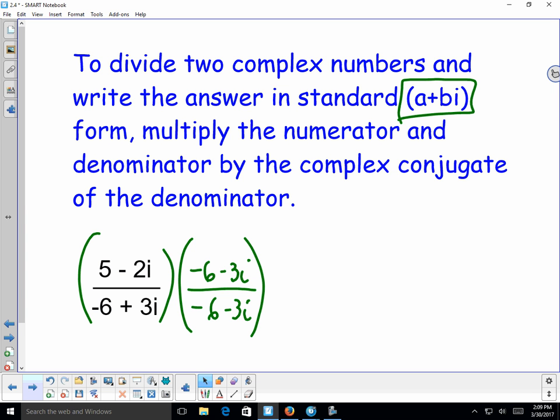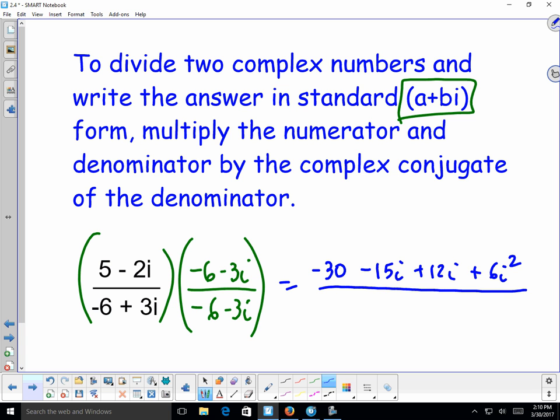All right, talk me through your numerator here, Carter. In the numerator I had 5 times -6 is -30. Then you get negative 15i, plus 12i, and then plus 6i squared. And talk to me about the denominator, Hannah. You get 36 minus 18i plus 18i minus 9i squared. Do people agree with this?